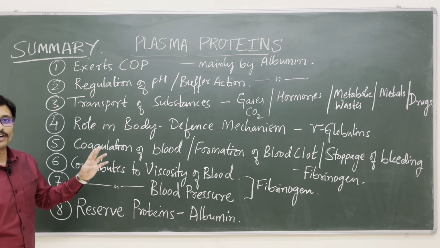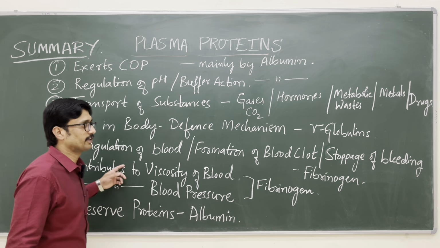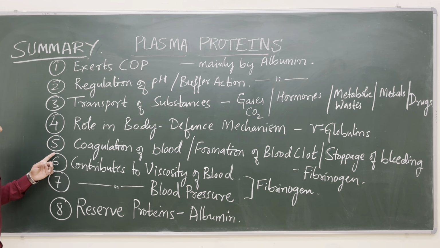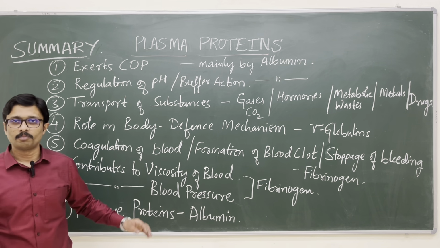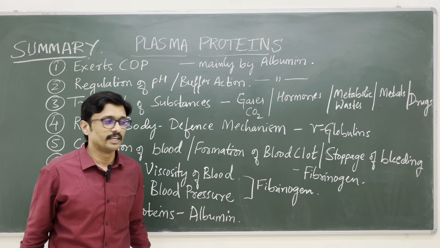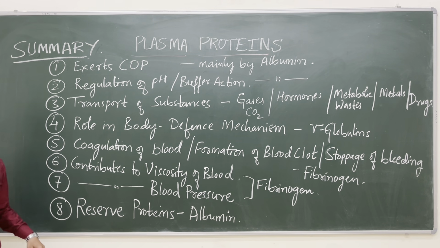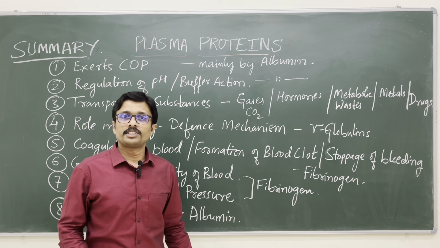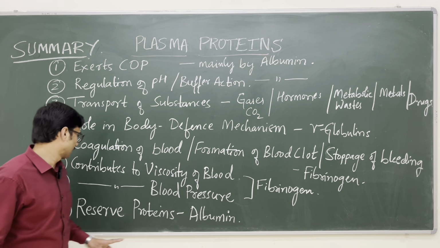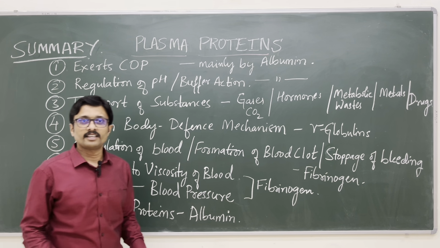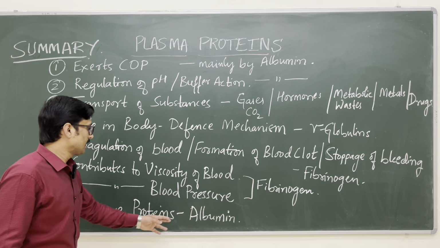Fourth, role in the body defense mechanism, mainly by gamma globulins. Gamma globulins have a role in body defense and humoral immunity. Fifth, the role of plasma proteins in blood coagulation, formation of blood clot and stoppage of bleeding, mainly by the clotting factors and fibrinogen. Sixth, plasma proteins contribute to the viscosity of the blood and to the blood pressure, mainly fibrinogen. Eighth, plasma proteins act as reserve proteins during decreased protein intake or starvation, mainly albumin.